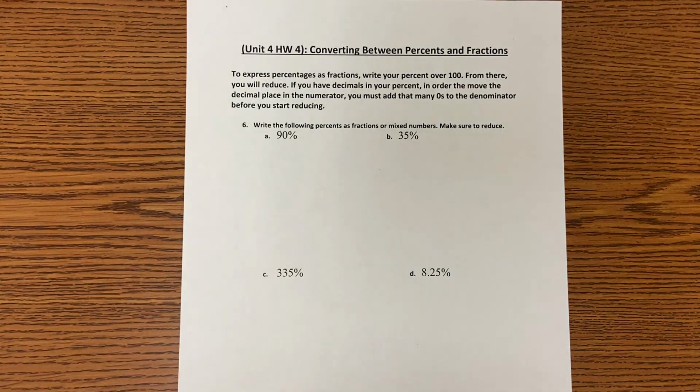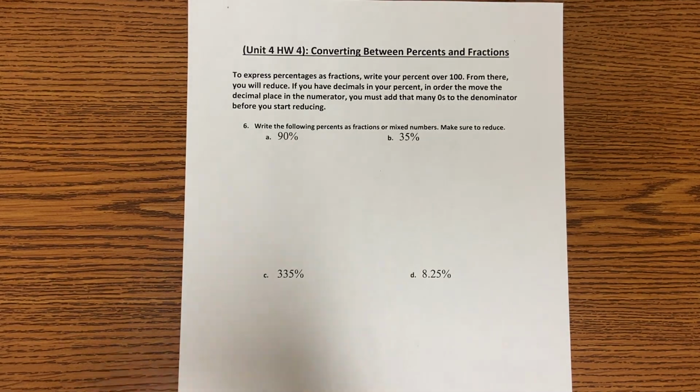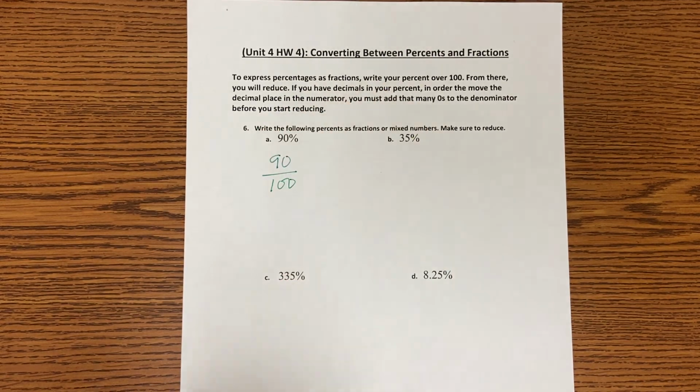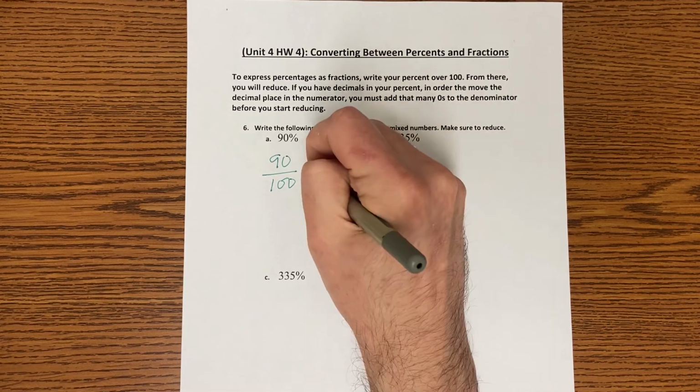So write the following percents as fractions or mixed numbers and make sure to reduce. A percentage really is parts out of 100, but that can get somewhat tricky. So let's see how we deal with this. 90% is really 90 out of 100, because every percent is part of 100. From here, you would just reduce.